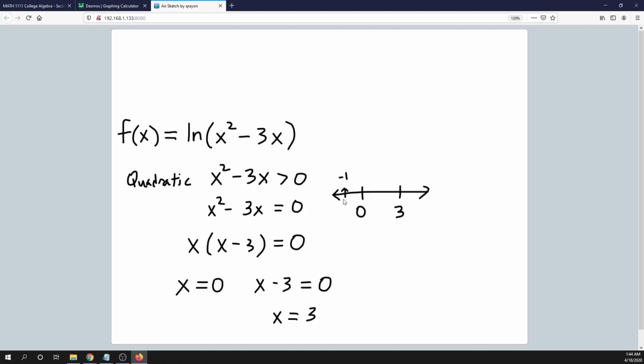So on this piece over here to the left of 0, I'm going to pick -1. On this piece in between 0 and 3, I'm going to pick 1. And on this piece over here to the right of 3, I'm going to pick 4. All right. So what I am going to do is take those test numbers and plug them into the original inequality and see what I get. And if I get a true statement, that means every number on that piece is a solution of this inequality.